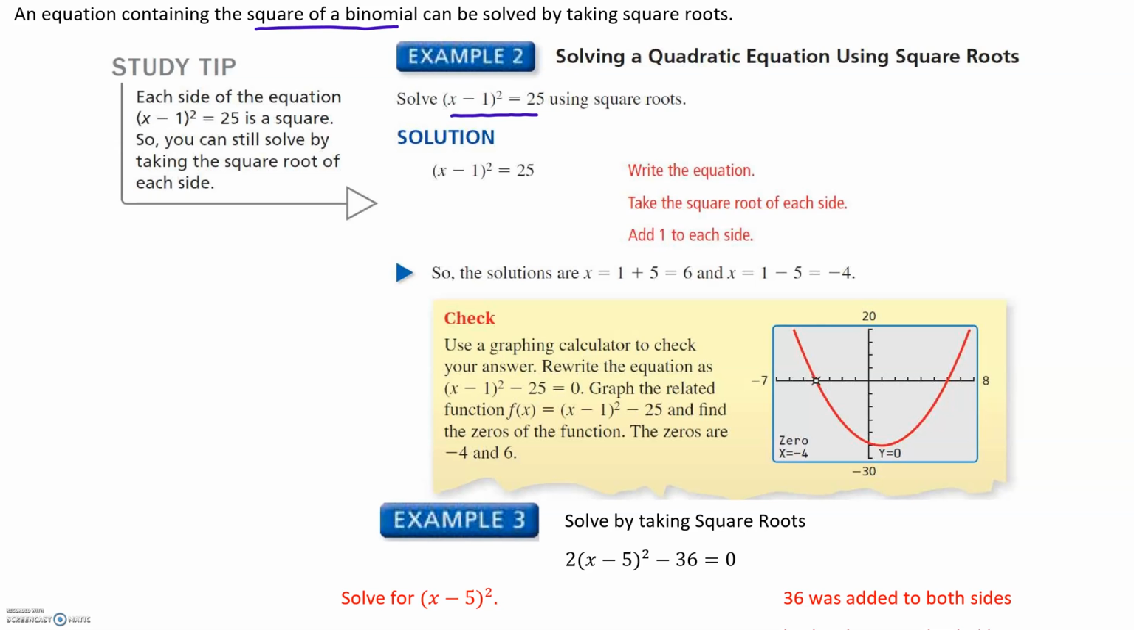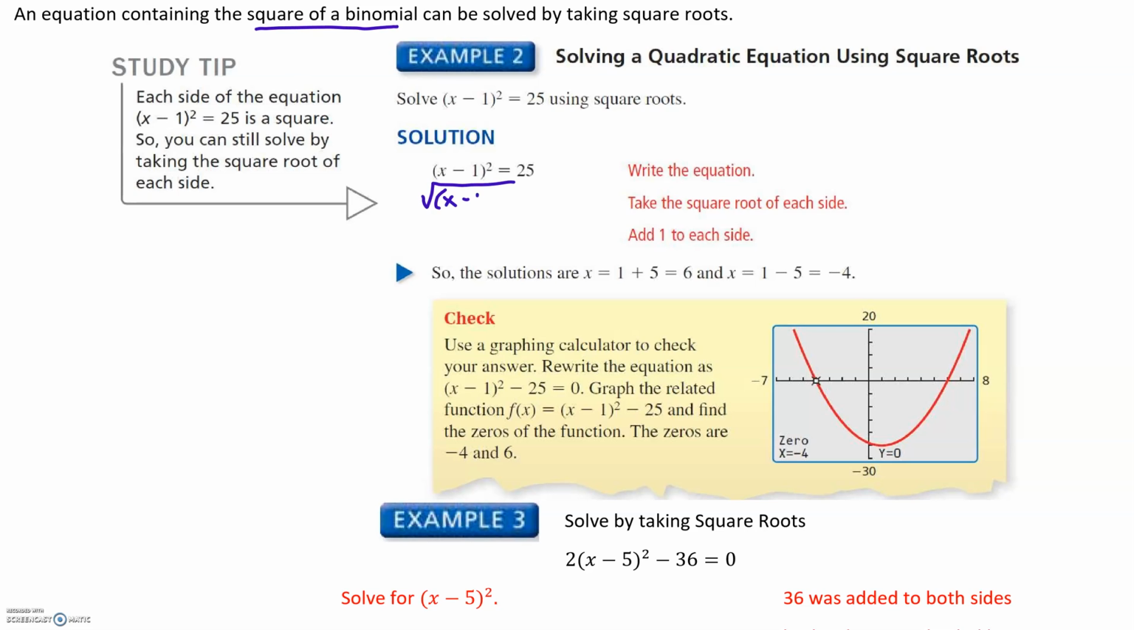I want you to notice that I have a binomial. X minus 1 is a binomial. We have a binomial squared. So because a square root will undo a square, we can solve this using the square root property. We can solve for the x, get the x out from the square by doing a square root. So we're going to do the square root of both sides.